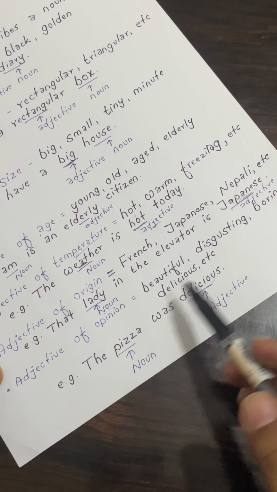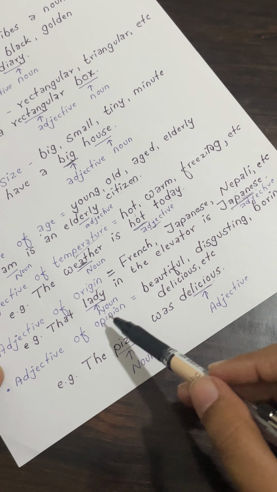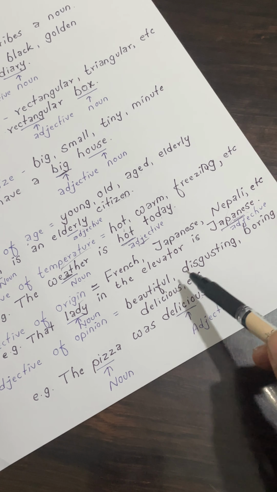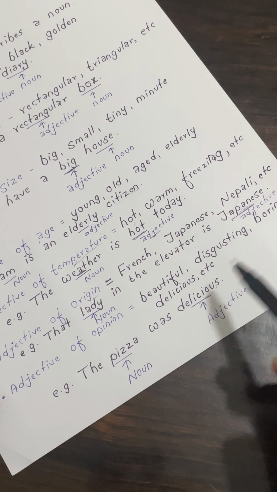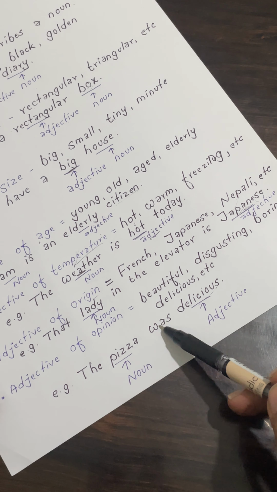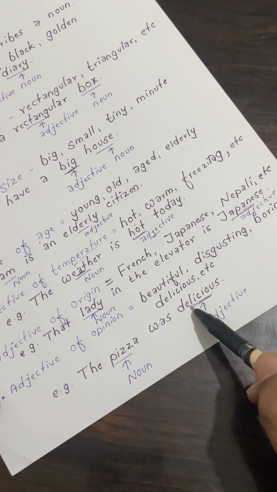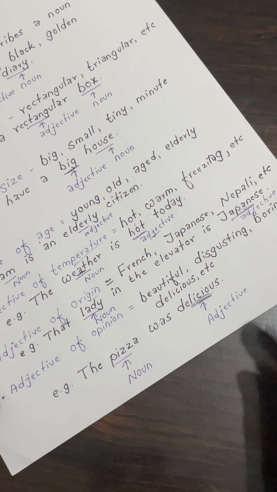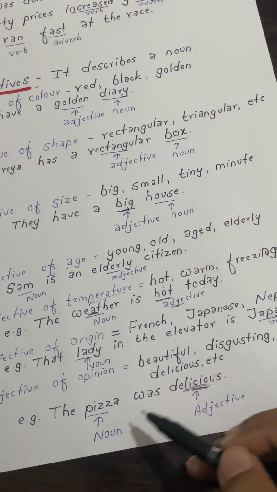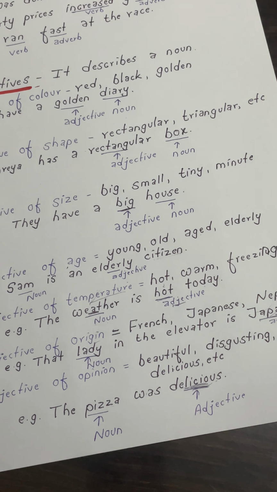The last one we have is adjective of opinion, such as beautiful, disgusting, boring, delicious. For example, the pizza was delicious. Here, delicious is your opinion, your view towards pizza. So, the pizza is a noun, delicious is an adjective.